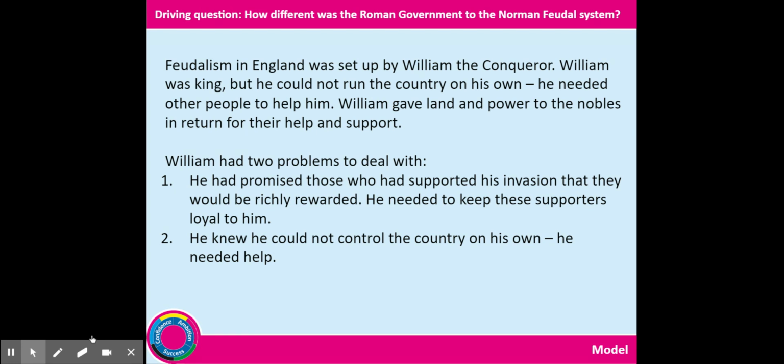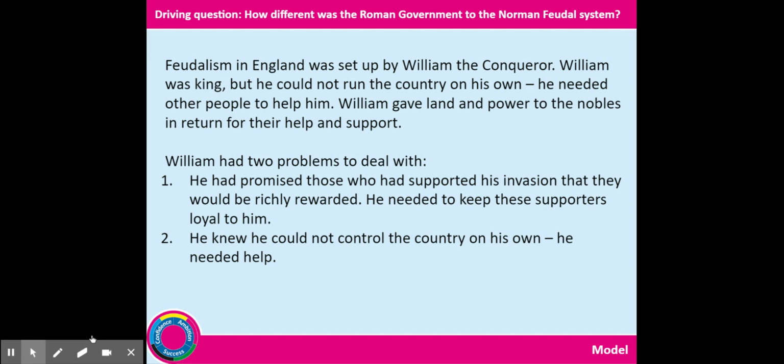Feudalism in England was set up by William the Conqueror. William was king, but he could not run the country on his own. He needed other people to help him. William gave land and power to the nobles in return for their help and support.